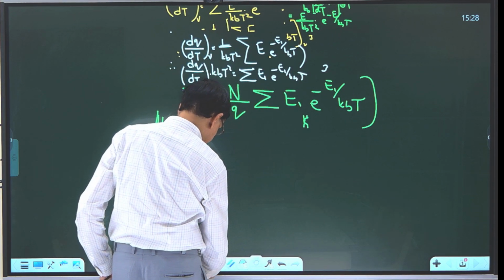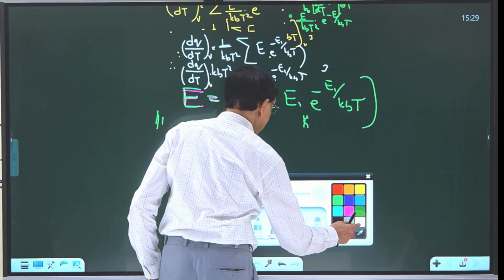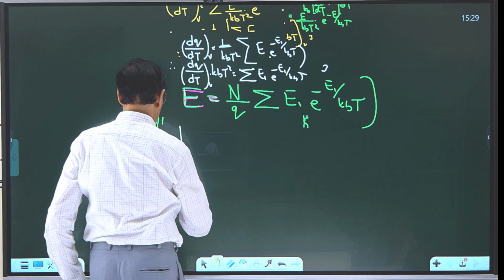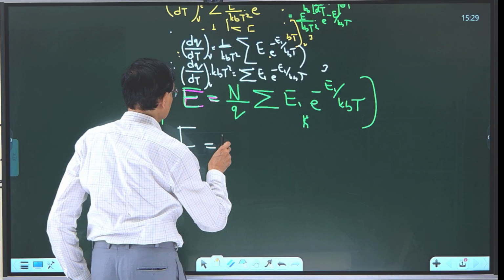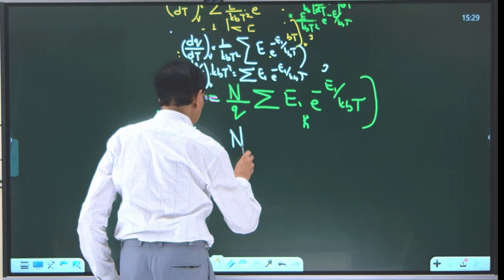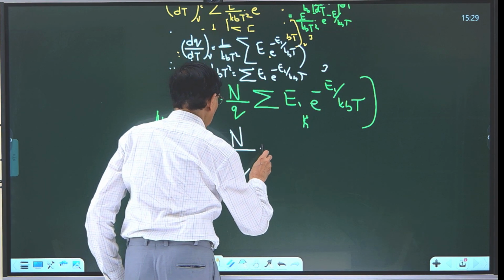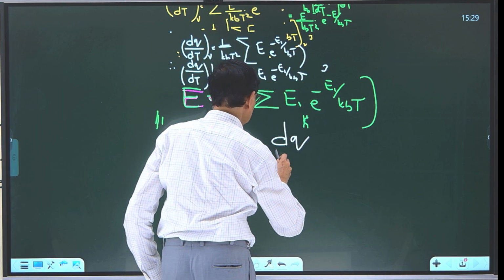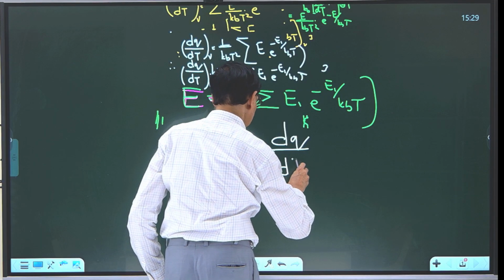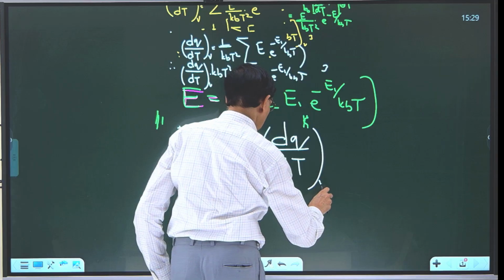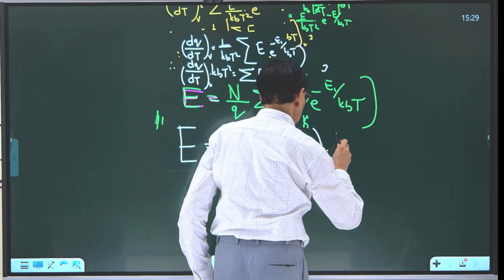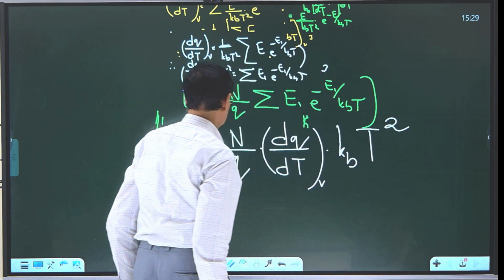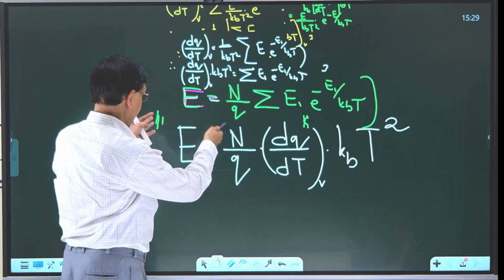सो अगेन इन व्हाइट कलर, इसका मतलब इसके जगह में हम बड़ा करके लिख रहा हूं, E इज इक्वल टू N बाई Q, और ये जो समेशन के पार्ट के जगह में DQ DT कांस्टेंट वॉल्यूम KB T square. So I have to determine this value of this.